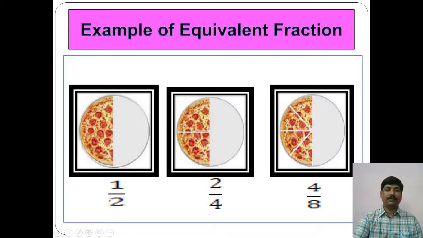As you are seeing here, this fraction is 1 by 2, this fraction is 2 by 4 and this fraction is 4 by 8. They are looking different, but in the figure they have the same value. They have the same value, half a pizza, but as fractions they are different. So these fractions look different, but they have the same value. So 1 by 2, 2 by 4 and 4 by 8 are all equivalent fractions.